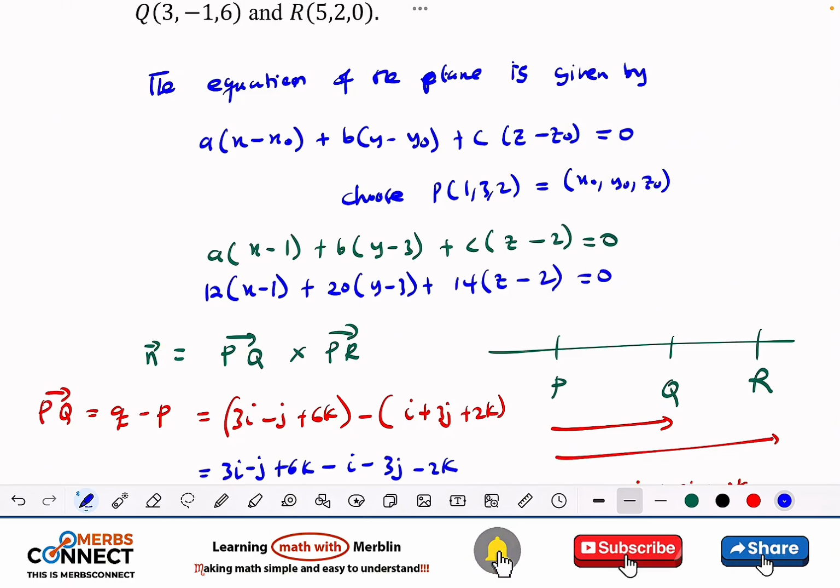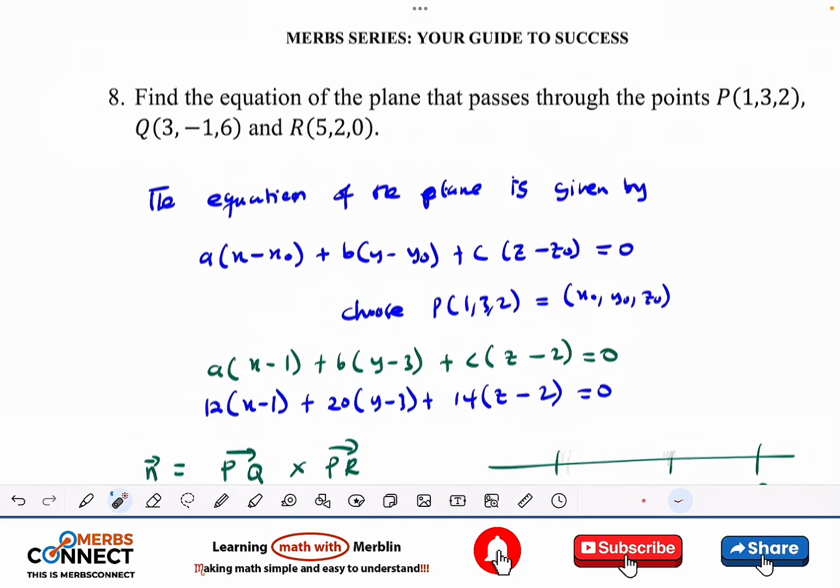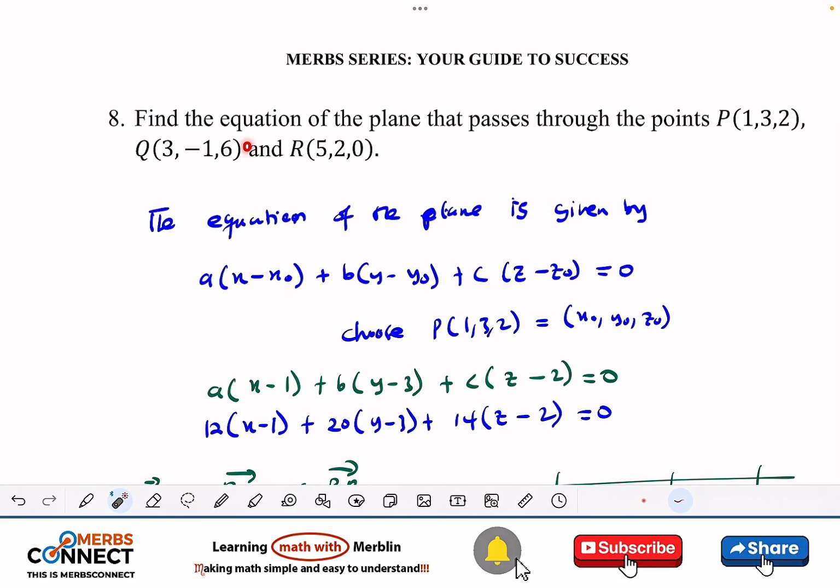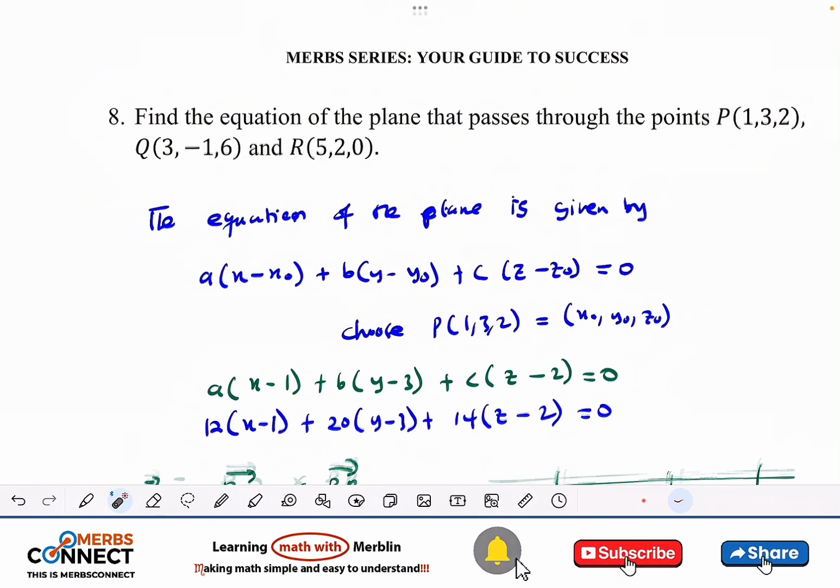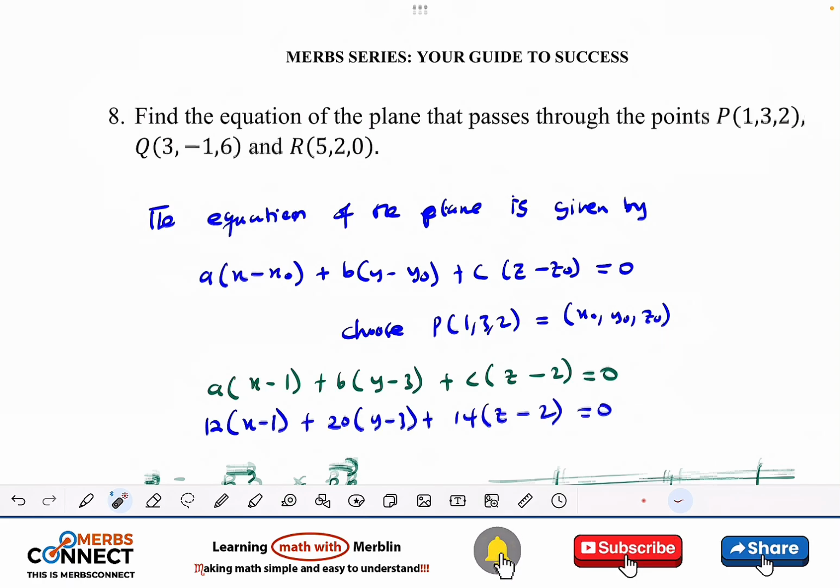Minus 2 is equal to 0. So you will see that when you pick different points, let's assume you are picking this one will be minus 3, this one will be plus 1, this one will be 6. But when I expand by multiplying through by the 12, 20, and 14, and you simplify, you see that we are going to get the same 12x, 20y, and 14z. But the constant, when you multiply and simplify, you are going to get also the same constant at the end of the day. So that is how we solve equation of the plane.